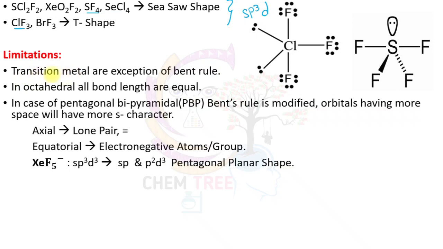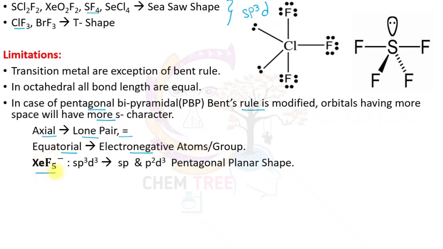It is not applicable for transition metals. In octahedral, all bond lengths are equal. And also in pentagonal bipyramidal, Bent's rule is modified. The orbital having more space will have more s character. According to this modified Bent's rule, the axial position is occupied by lone pair or multiple bond. The equatorial position is occupied by more electronegative atom or group.